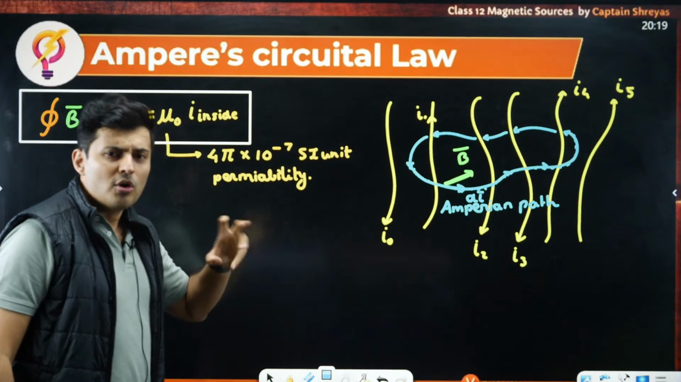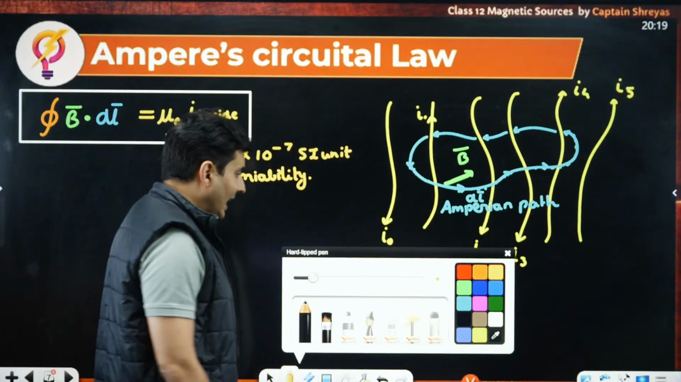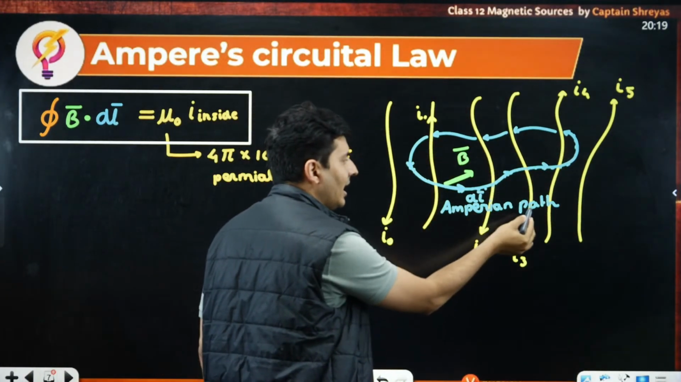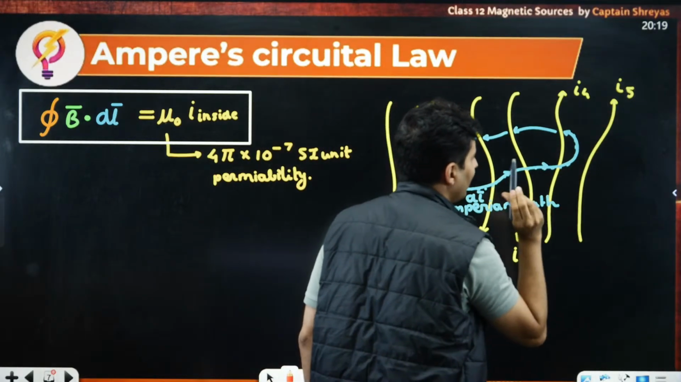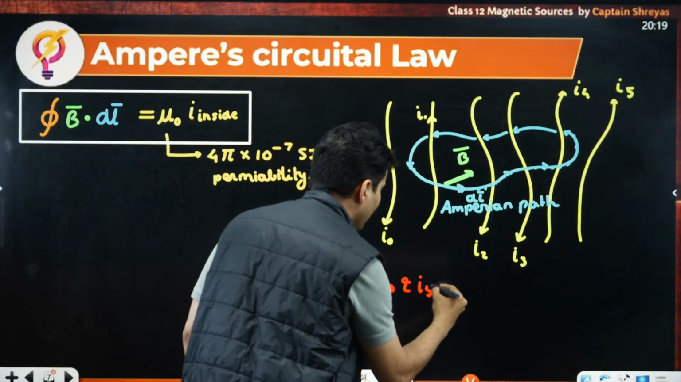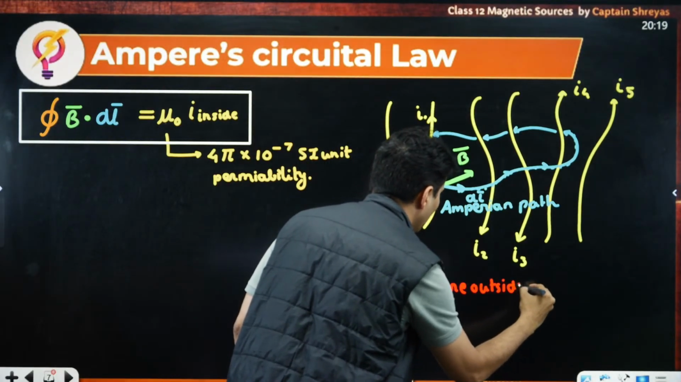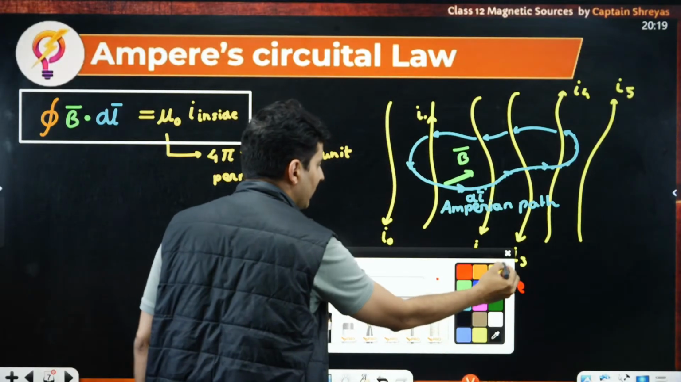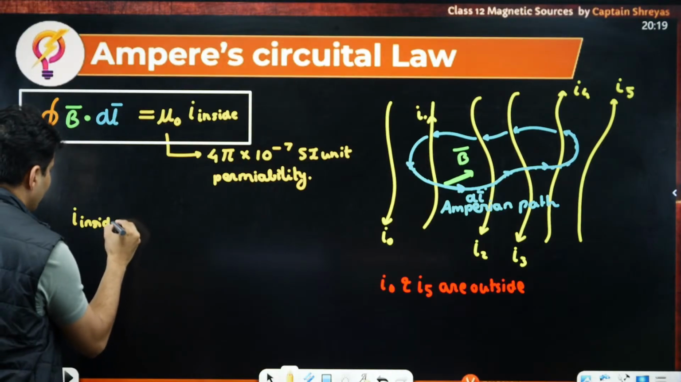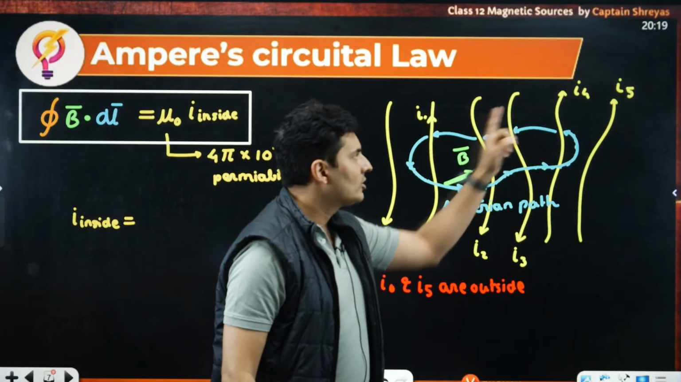Now you might be wondering, sir, what is the enclosed current here and what is the outside current here? As you can see over here, I naught is outside this circuit or the Amperian path. Even I phi is outside the circuit. So I naught and I phi are outside, and you will not consider them. So technically what is inside, the current which is inside, is I1, I2 also, I3 also and I4.